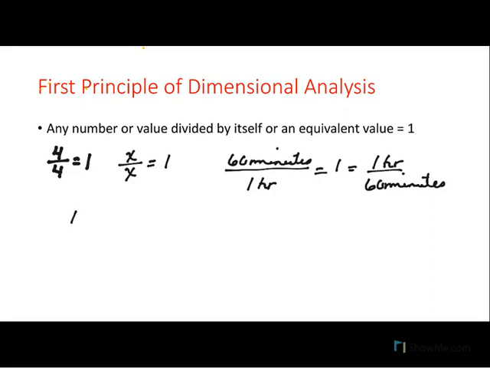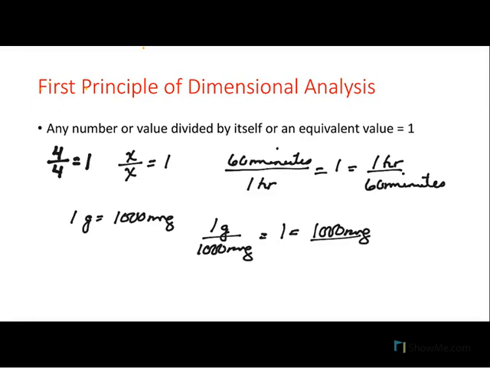Another example is that we know that 1 gram is equal to 1,000 milligrams, and therefore 1 gram divided by 1,000 milligrams is equal to 1. And that is also equal to 1,000 milligrams over 1 gram, because it doesn't matter which one is on the top or which one is on the bottom.